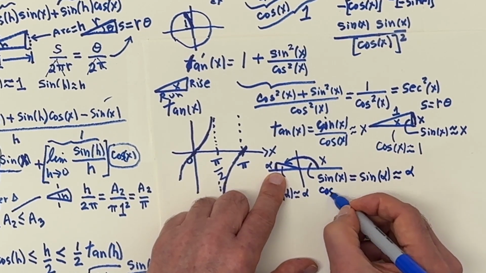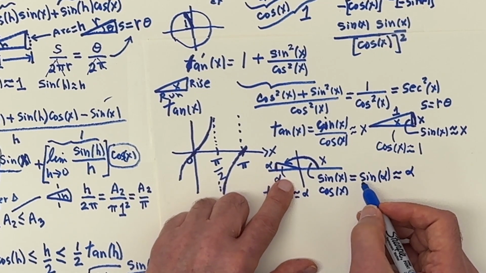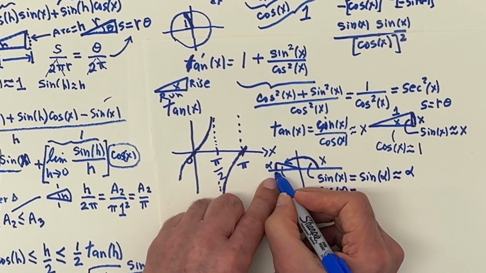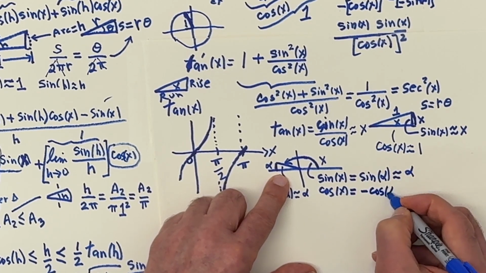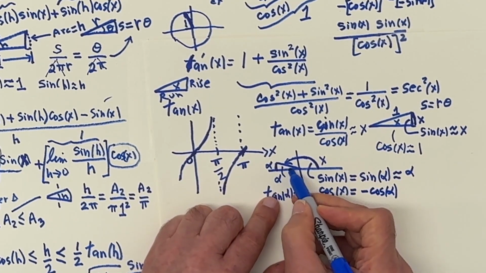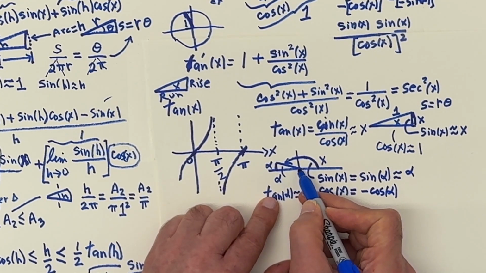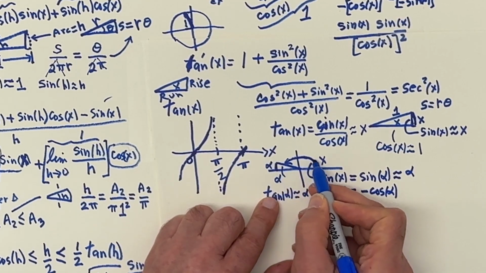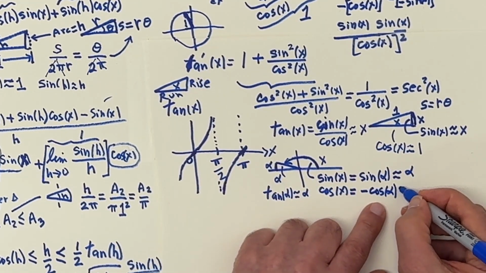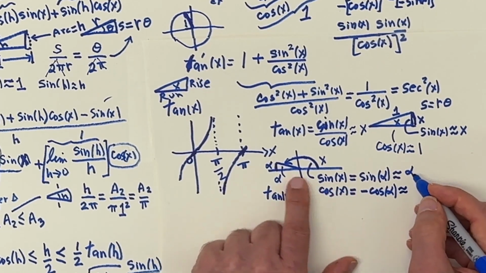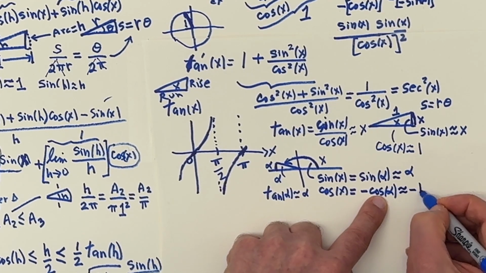Now the cosine of x, where x is the big angle that's almost pi, is going to be equal to minus the cosine of alpha. The cosine of alpha is this distance here, and since it's in a negative direction, when you're referencing it to this angle, it's a negative cosine of alpha. Since when alpha is small, cosine is approximately 1, this is approximately minus 1.